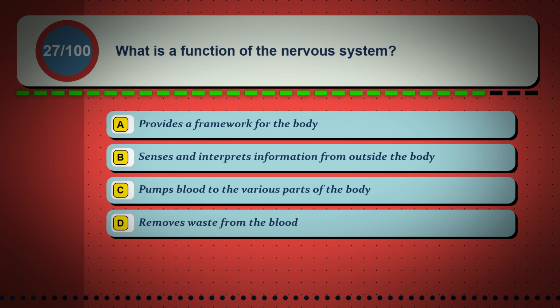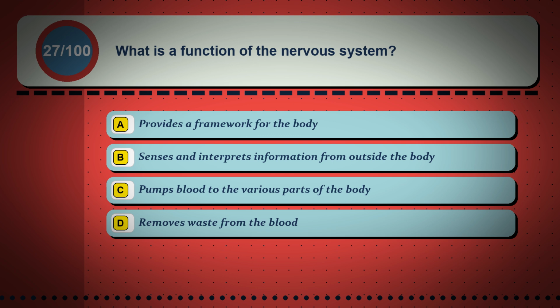Question 27. What is a function of the nervous system? Option A, provides a framework for the body. Option B, senses and interprets information from outside the body. Option C, pumps blood to the various parts of the body. Option D, removes waste from the blood.